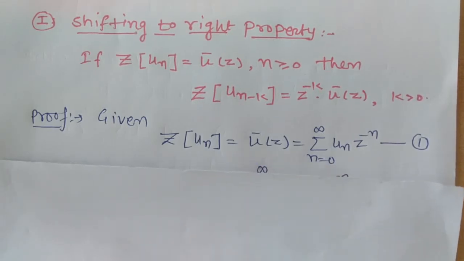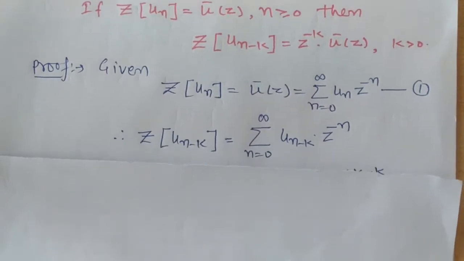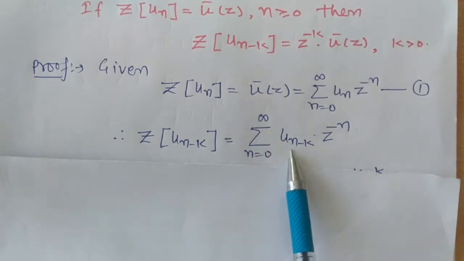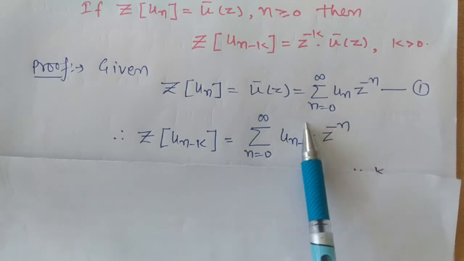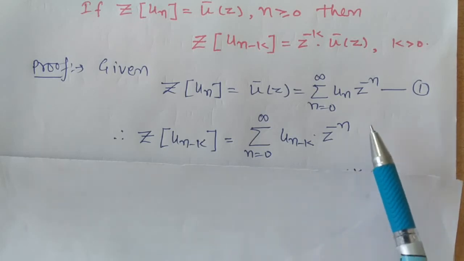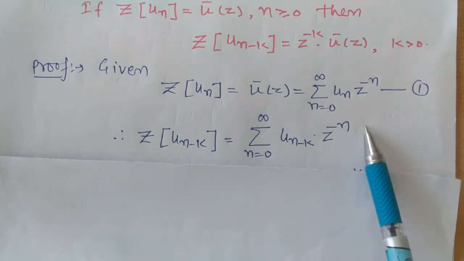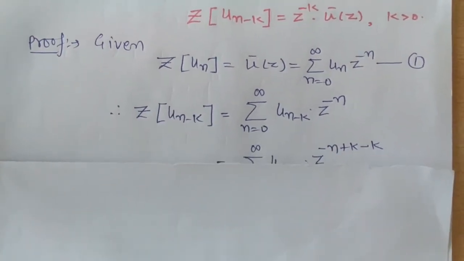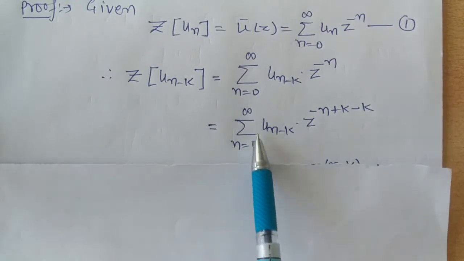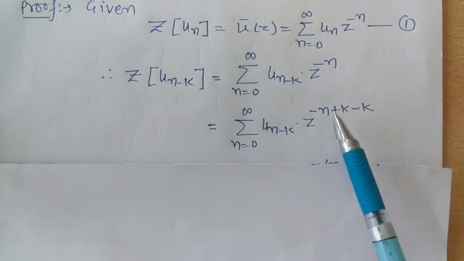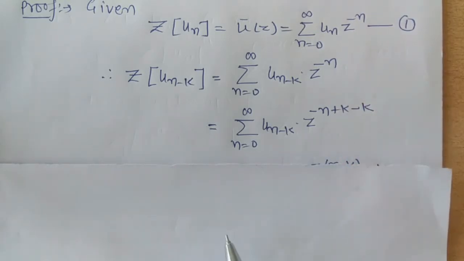Therefore, the Z transform of u_{n-k} is what? Summation n goes from 0 to infinity u_{n-k} into z^{-n}, using the definition of the Z transform. Now in the power of z we add and subtract k, and we get summation n goes from 0 to infinity u_{n-k} into z^{-n+k-k}.